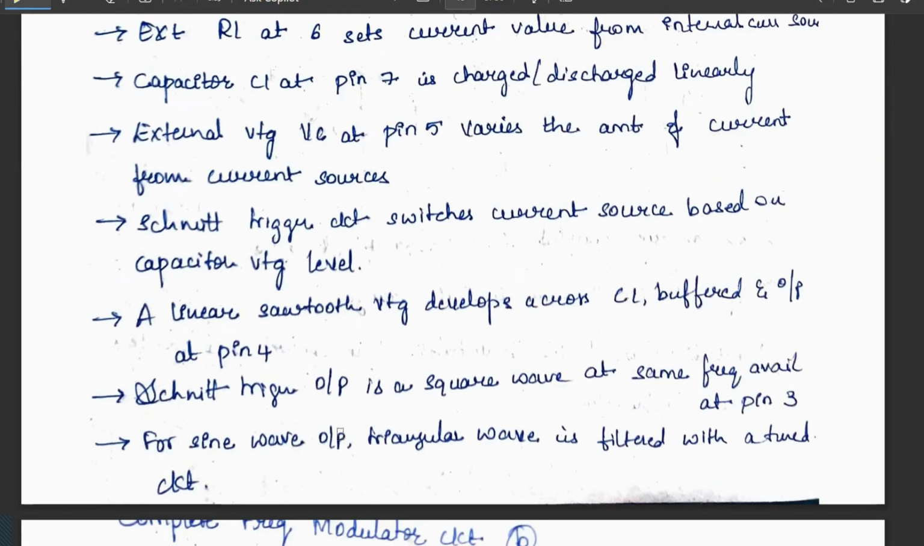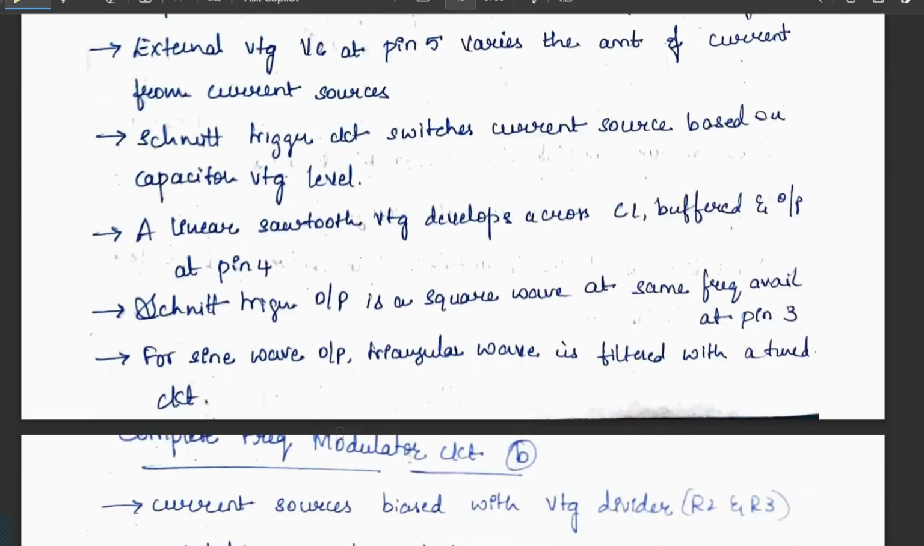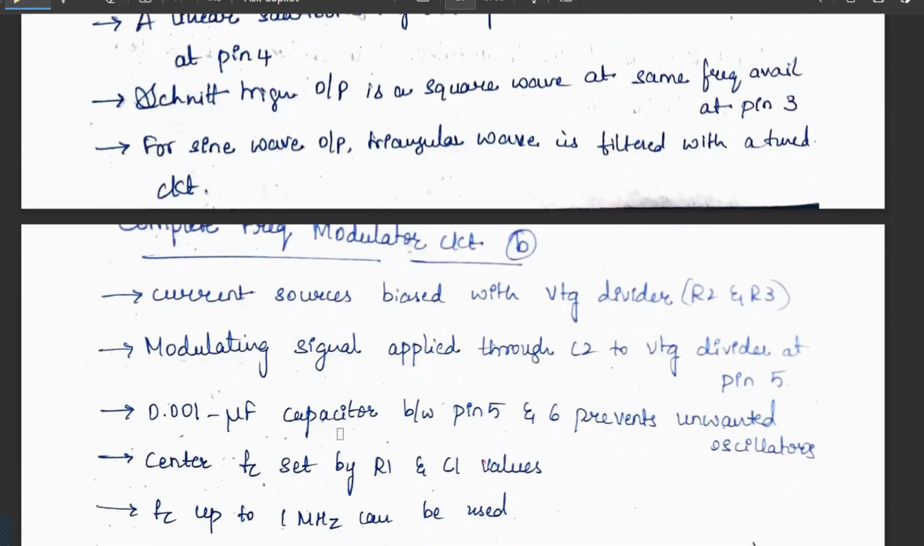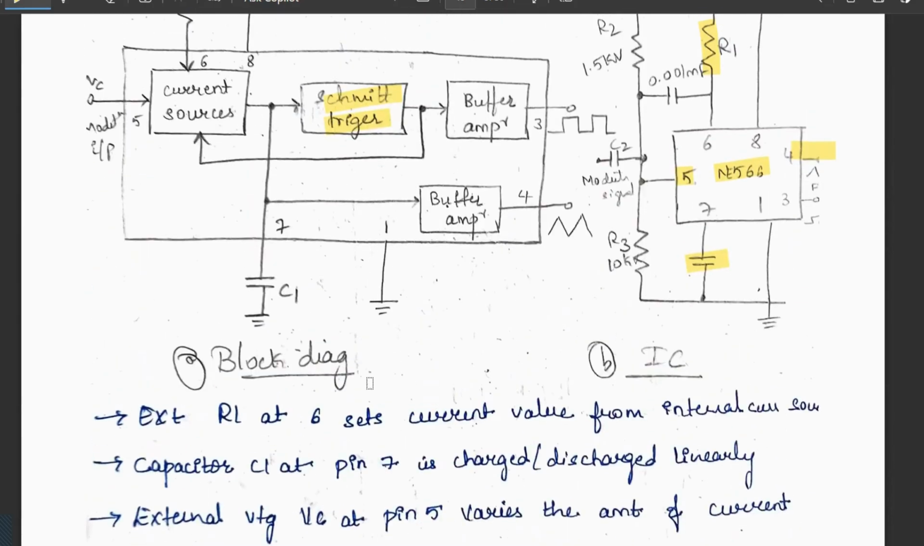The Schmitt-trigger output is a square wave at the same frequency, available at pin 3. For a sine wave output, the triangular wave is filtered with a tuned circuit. Next is the frequency modulator circuit. This is the second part.